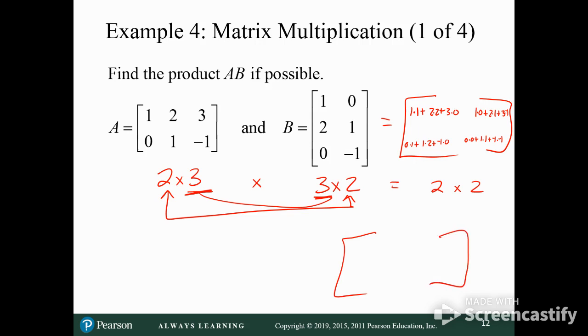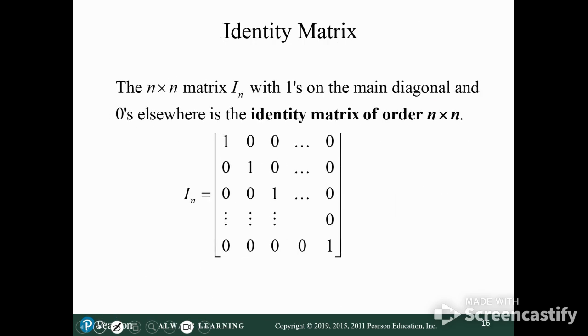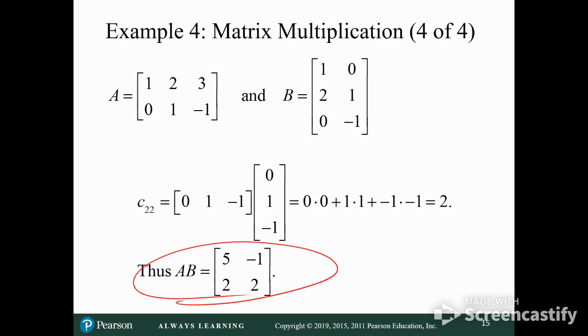1 plus 4 plus 0 is 5. 0 plus 2 plus negative 3 is negative 1. 0 plus 2 plus 0 is 2. 0 plus 1 plus 1 is 2. So that's matrix multiplication. Let's see if my 5, negative 1, 2, 2 answer is correct. Hey, there's the answer. I was actually right for once.